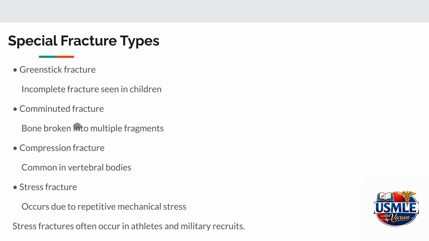Another important fracture type is comminuted fracture, where the bone breaks into multiple fragments. This typically occurs in high energy trauma, such as motor vehicle accidents. A compression fracture commonly affects vertebral bodies and is often seen in elderly patients with osteoporosis. Finally, stress fracture occurs due to repetitive mechanical stress rather than a single traumatic event. These are frequently seen in athletes, military recruits, and runners who repeatedly overload the same bone during training.